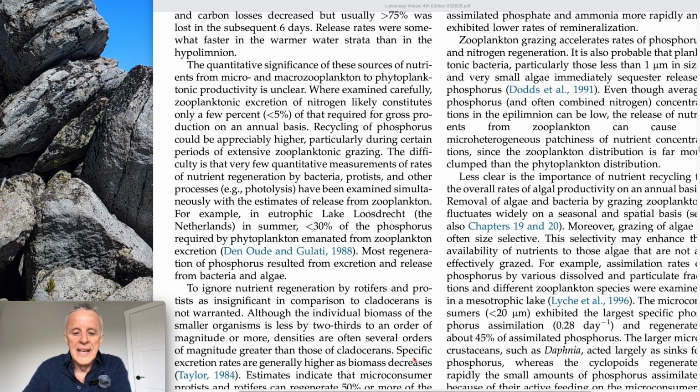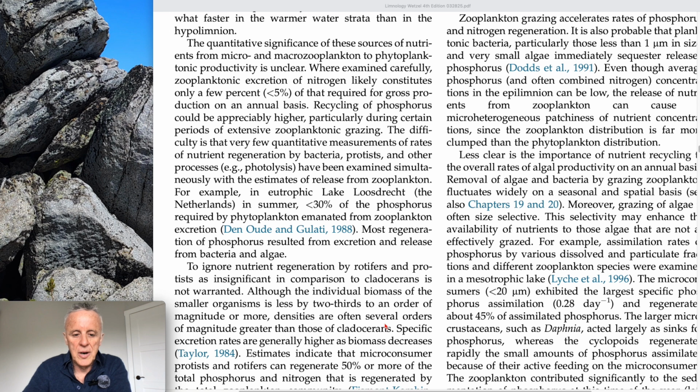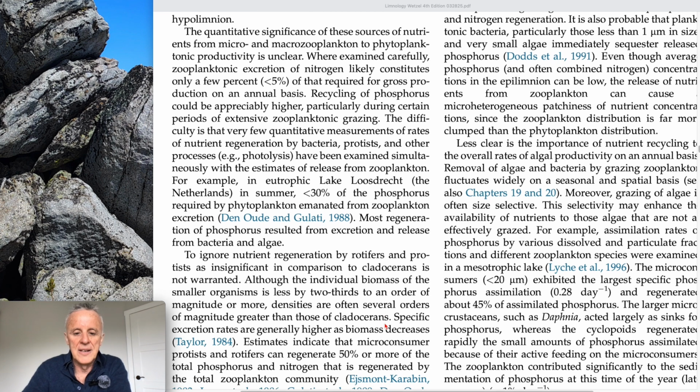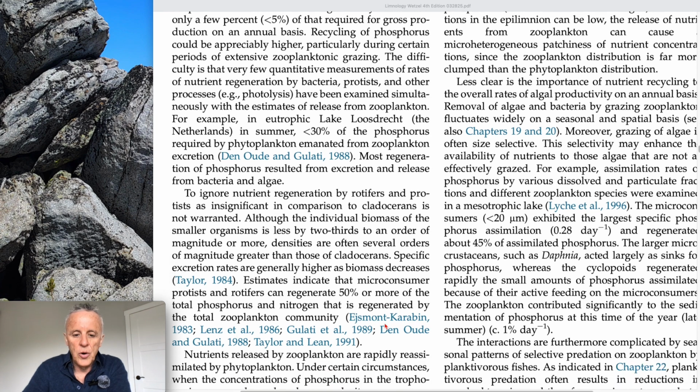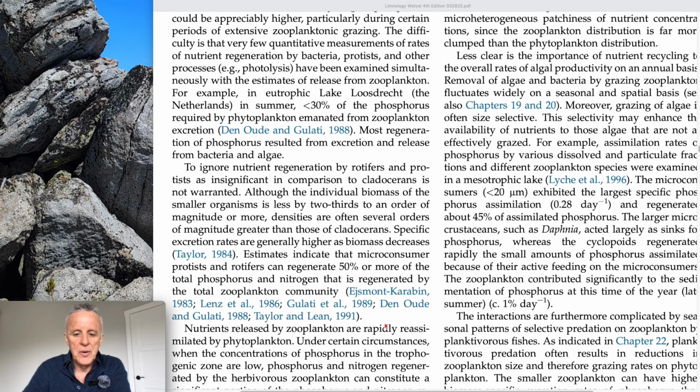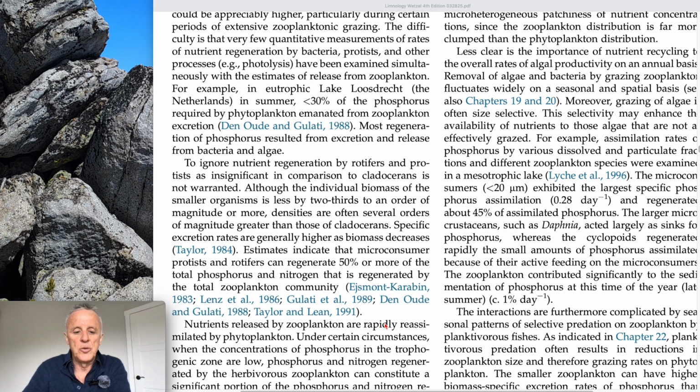For example, in eutrophic Lake Loosdrecht in the Netherlands, in the summer, less than 30% of the phosphorus required by phytoplankton emanated from zooplankton excretion. Most regeneration of phosphorus resulted from excretion and release from bacteria and algae. To ignore nutrient regeneration by rotifers and protists as insignificant in comparison to cladocerans is not warranted.